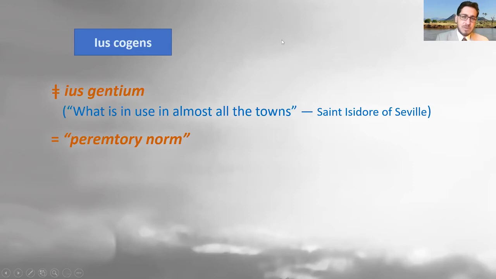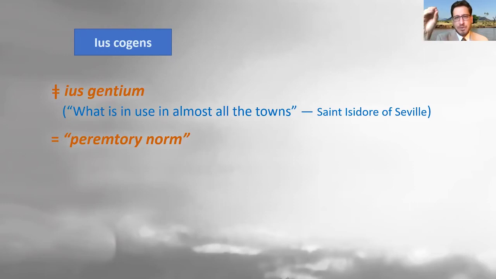If every person fulfills the conditions, obviously, of that case. We will see the cases, no? We will see the cases. Okay. So it's a peremptory norm.